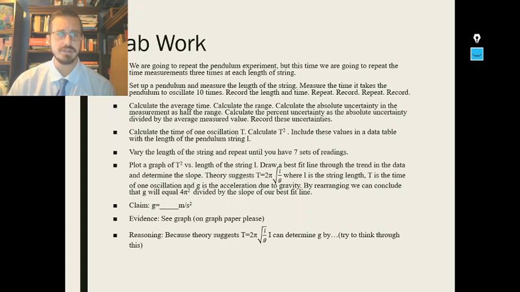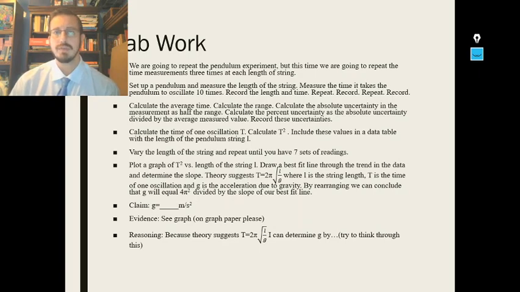So the procedure here is going to be very much the same as a few weeks ago when we did the pendulum lab. We're going to set up a pendulum and measure the length of the string. We're going to measure the time it takes the pendulum to oscillate 10 times and record that data. Record how long the string is, record the time for 10 oscillations. Then we're going to repeat that. We're going to set it in motion again and record 10 more oscillations, record that, and then do it one more time. So we're going to have 3 sets of readings at each length.